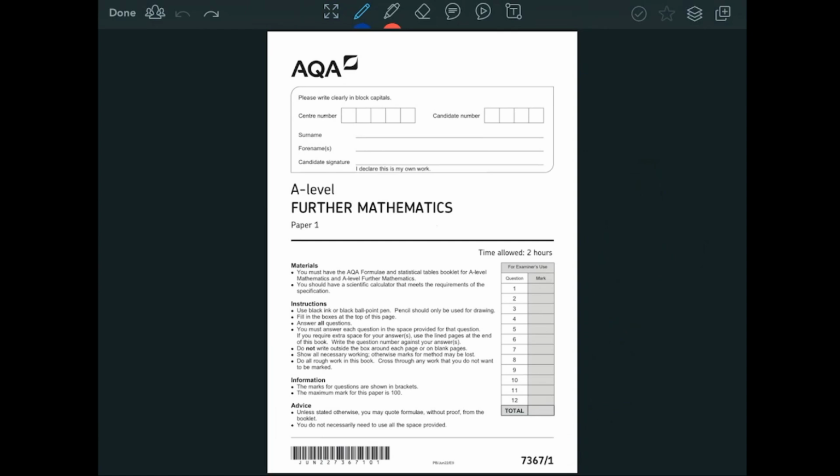This is going to be a full paper work through of the June 2022 Further Maths Paper 1. The aim here is to not only give you something to help you review your own work, to mark your own work, but also to show off some of the thought processes, the exam techniques, etc., when tackling such a paper.